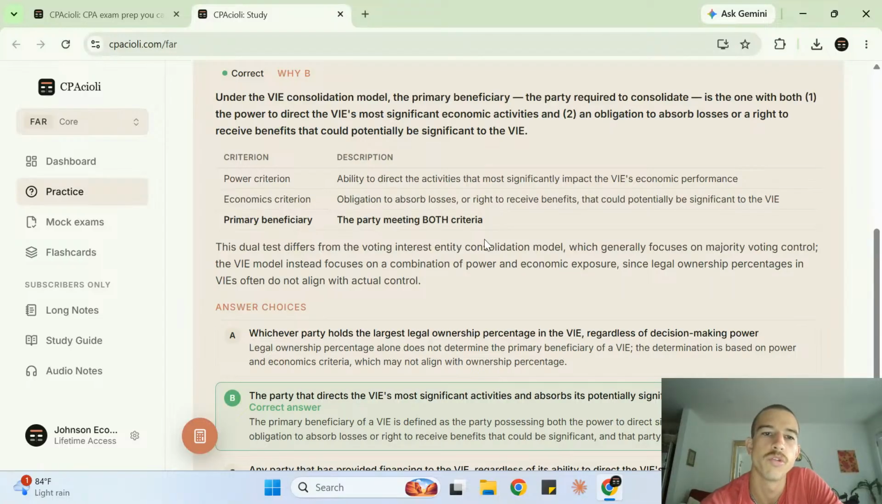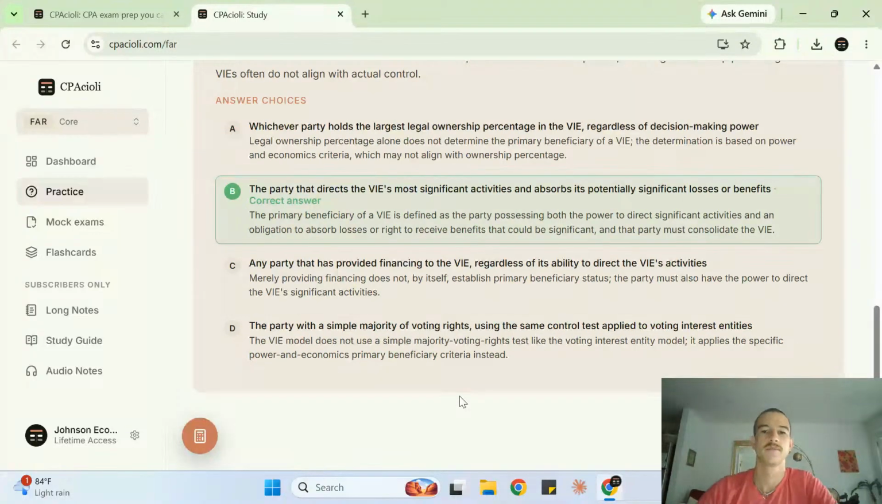It's the one with both the power to direct the VIE's most significant economic activities and an obligation to absorb losses or a right to receive benefits that could potentially be significant to the VIE. So both the power to direct significant activities and an obligation to absorb losses or right to receive benefits that could be significant.